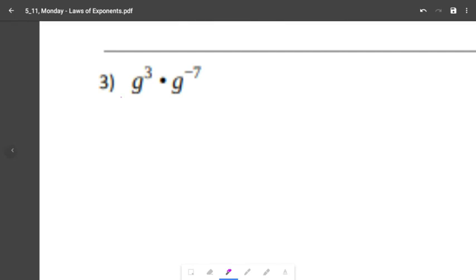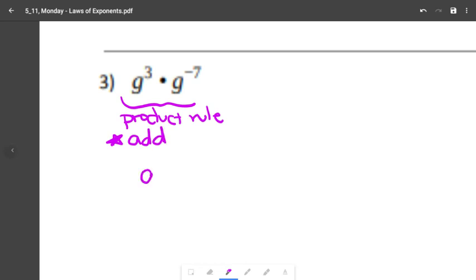Number 3, these are being multiplied again. So this is your product rule, which again means add the exponents. So we get g to the 3 plus negative 7 power, which is negative 4. I'm done simplifying. I only have one g sitting here.